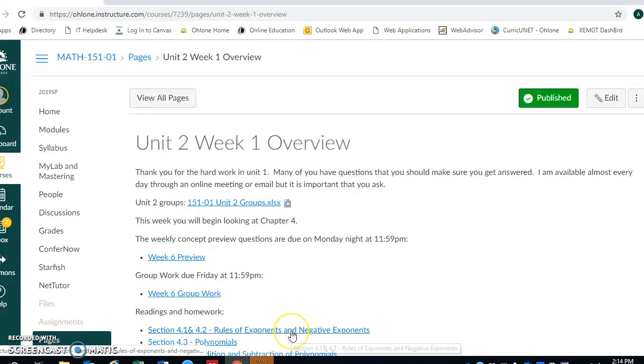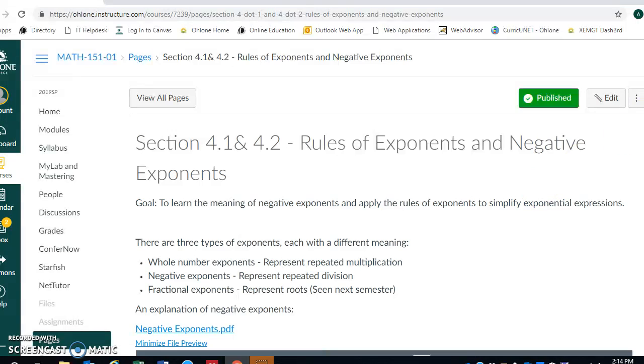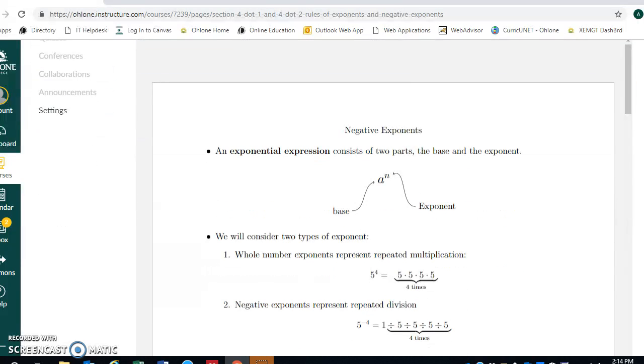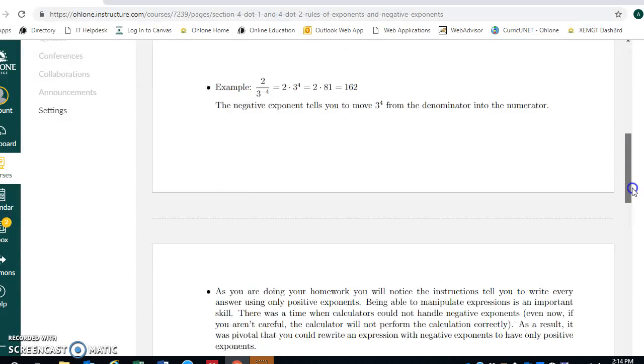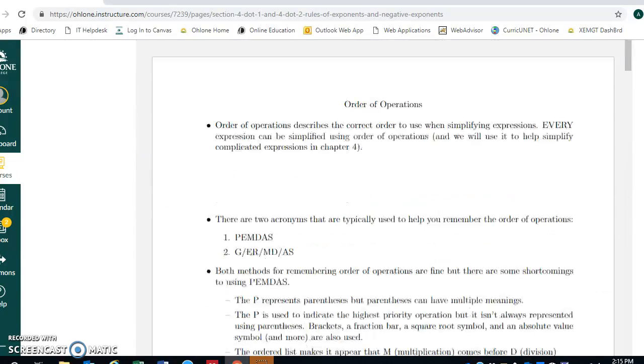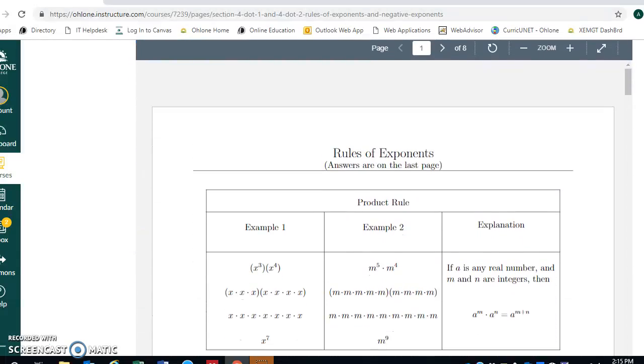I do want to draw your attention to the section 4.1 and 4.2 page. You're going to see details on negative exponents, which you need to take the time to look at. Be aware, negative exponents do not turn expressions from positive to negative. The negative sign means something different, and there's a good explanation of it here. Beyond that, you're going to see a review of order of operations in case you need to remember those things.